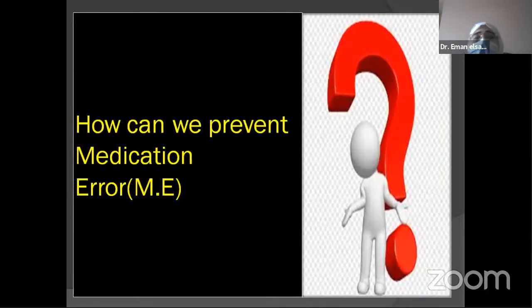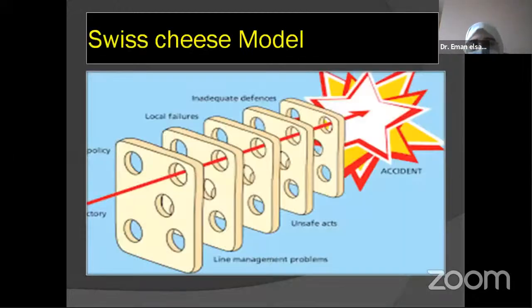So now we can ask ourselves how we can prevent medication error. We must put safeguards. One of these safeguards is the Swiss cheese model. What is this Swiss cheese model? This is a lot of barriers we must put from when we start to prescribe the medication until it reaches the patient.